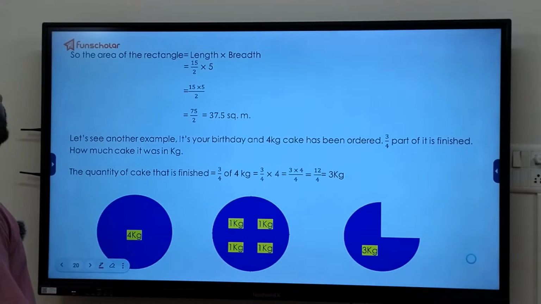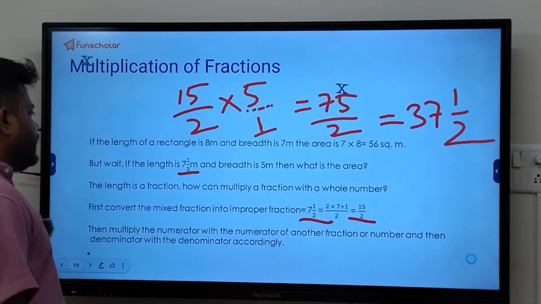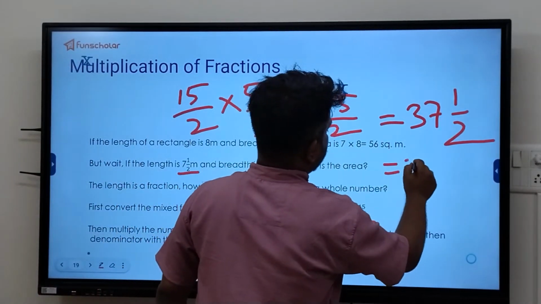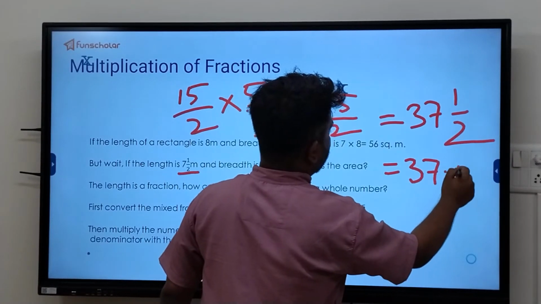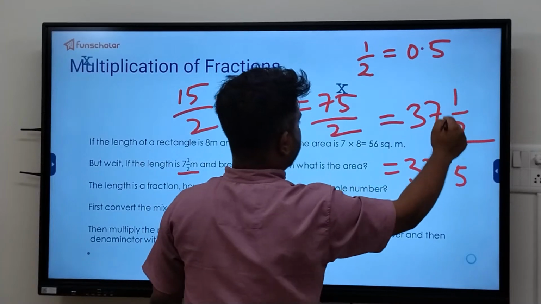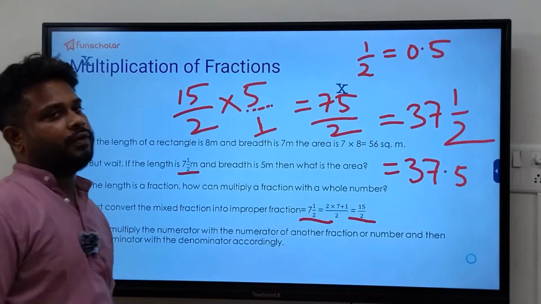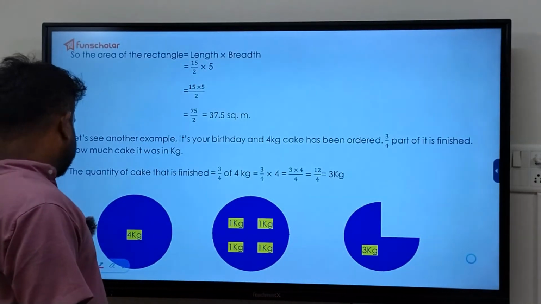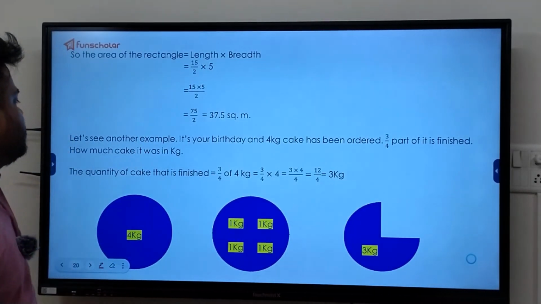Okay, so for the area, we can also turn this into a decimal number. We already know that half means 0.5, so half will simply represent 0.5 in this one. Okay, just like we have seen it here.